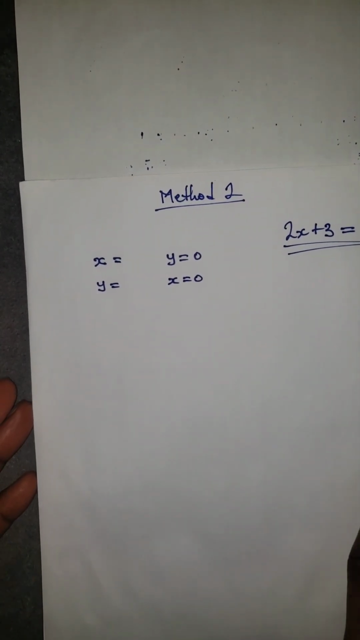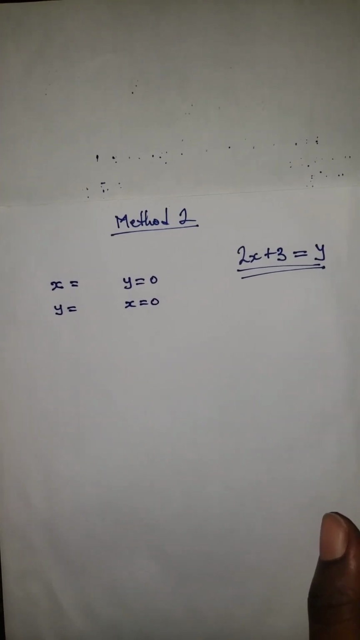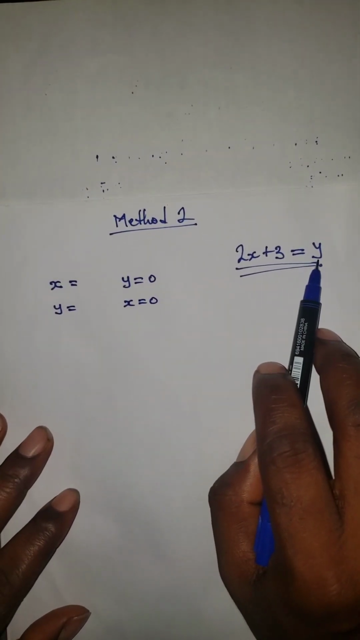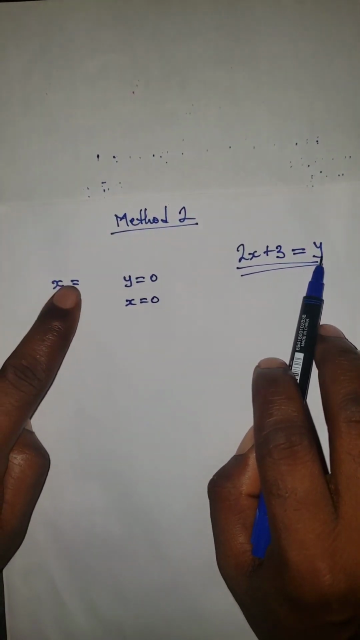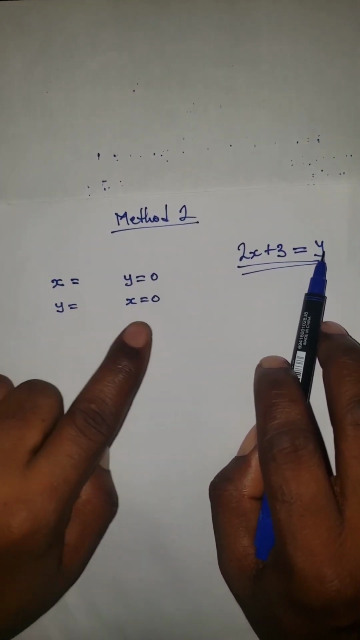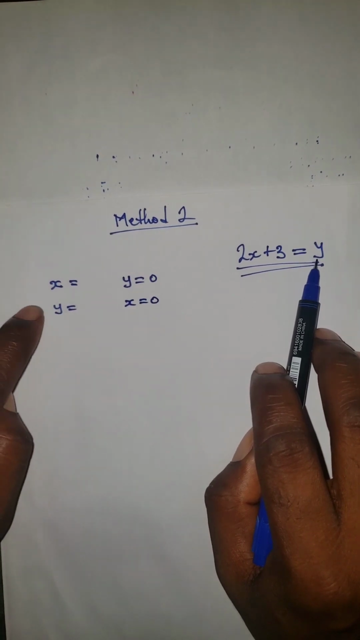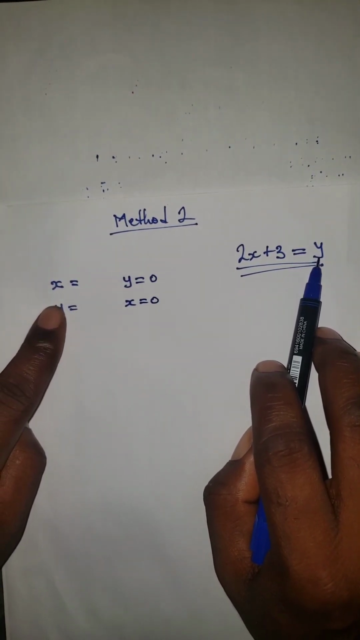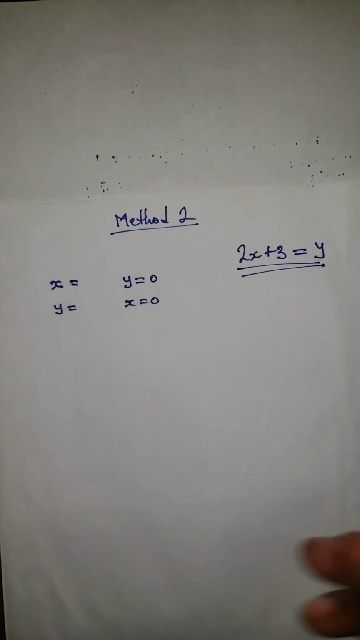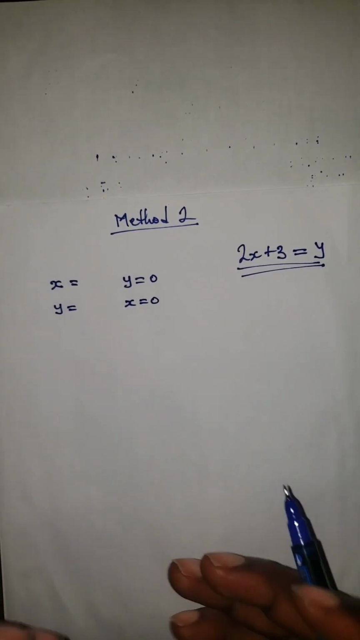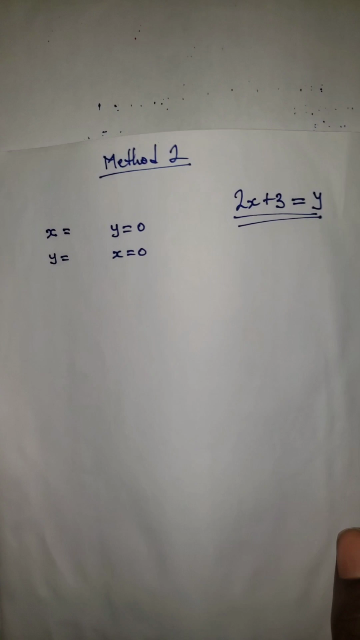What does that mean? It simply means that if I come to this equation here, when y equals 0, I need to find the value of my x. And when x equals 0, I need to find the value of my y. So let us do that. It just requires a little working. So let's work that out.